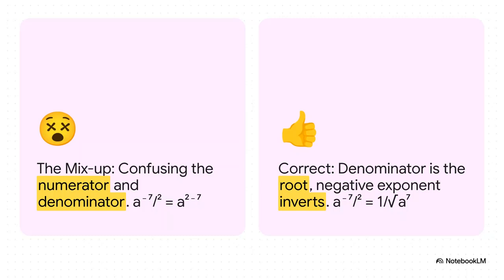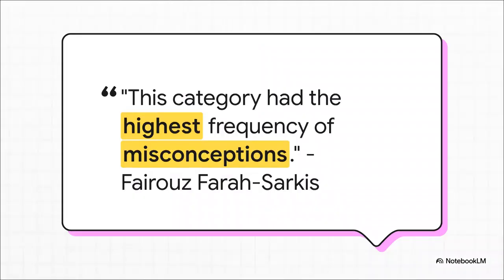It's the index of the root. And the negative sign? That just means flip the whole thing into a fraction. So a to the -7/2 actually becomes 1 over the square root of a to the 7th. And look, this isn't just some small, nagging issue.